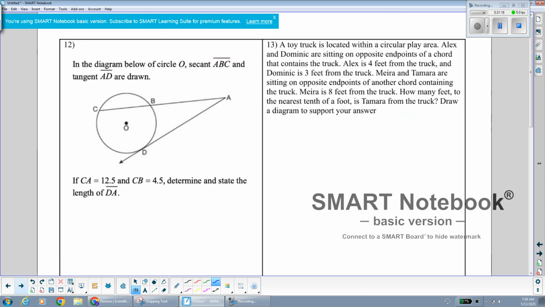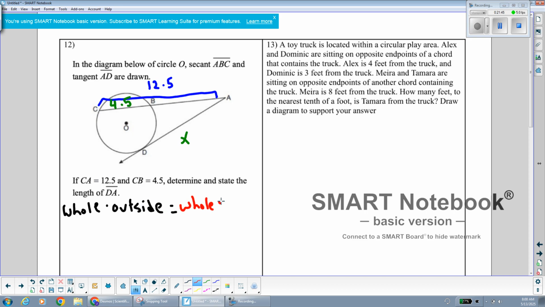Okay. For this next one over here, we know that the length of CA is 12.5. We know that the length of CB is 4.5, and we need to find the length of DA. So we're dealing with the lengths of outside segments, and remember, it's whole times outside of one segment equals whole times outside of the other segment. Let's start with the secant.